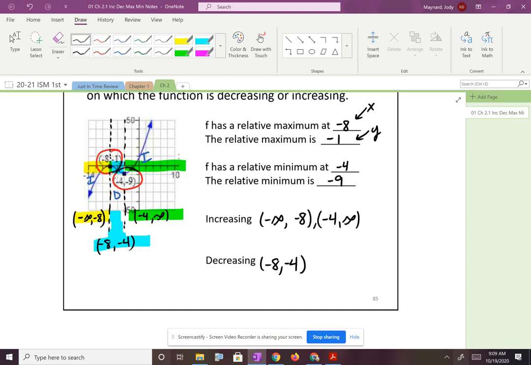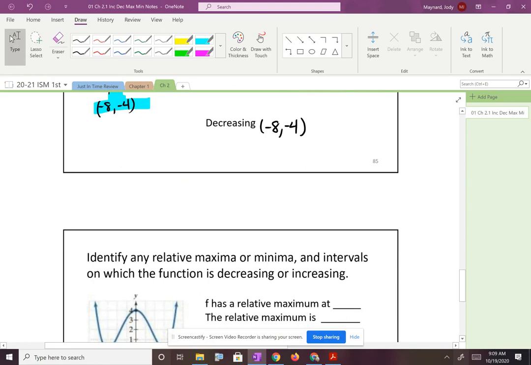All right, go ahead and do the next one on your own. It's the exact same thing.